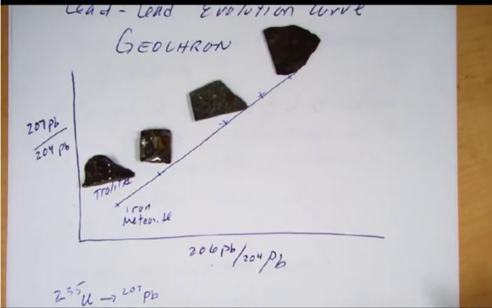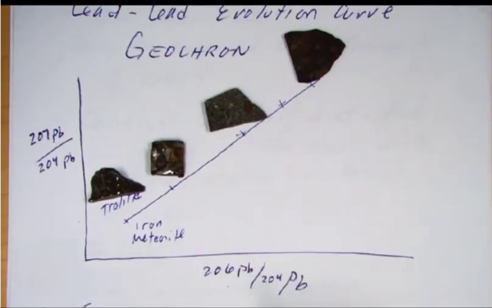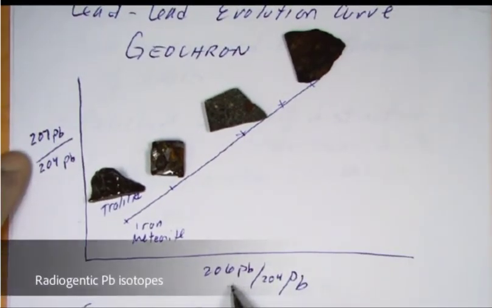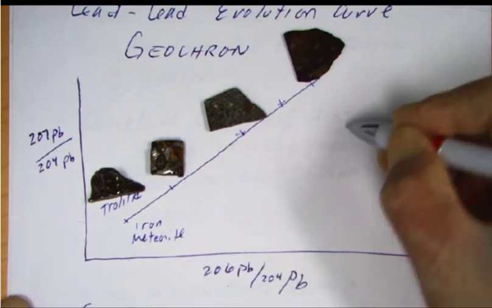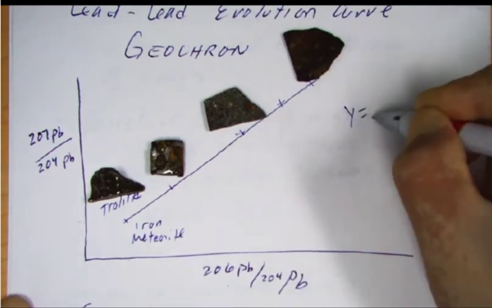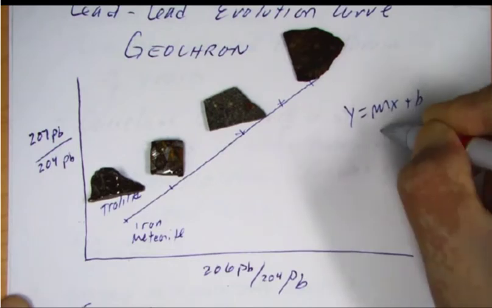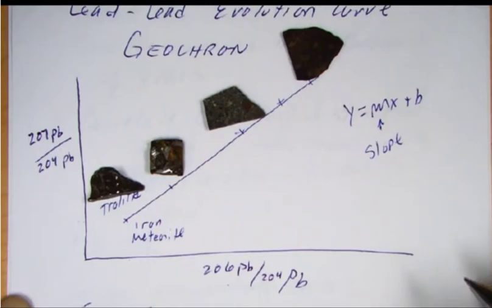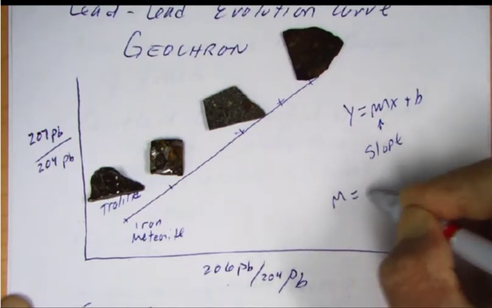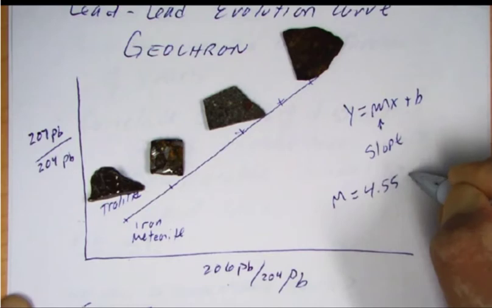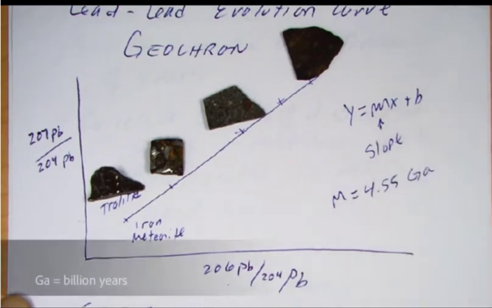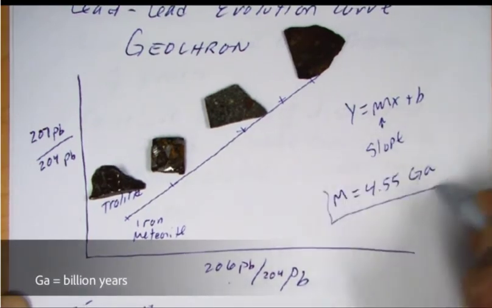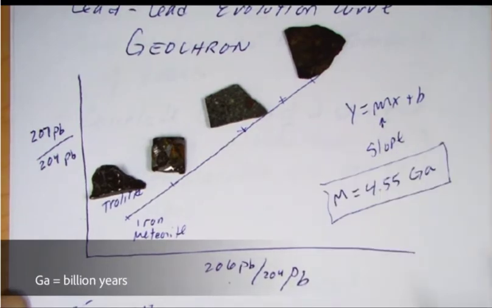And what's interesting is because we're using isotopes that have grown from the decay of uranium, so they're radiogenic, this curve, you probably know the equation y equals mx plus b. Well, this m is the slope of the line, and that slope of the line has age significance. So if you calculate the slope of the line, it's 4.55 Ga. So that's how we get the age of the solar system, by looking at the meteorites.